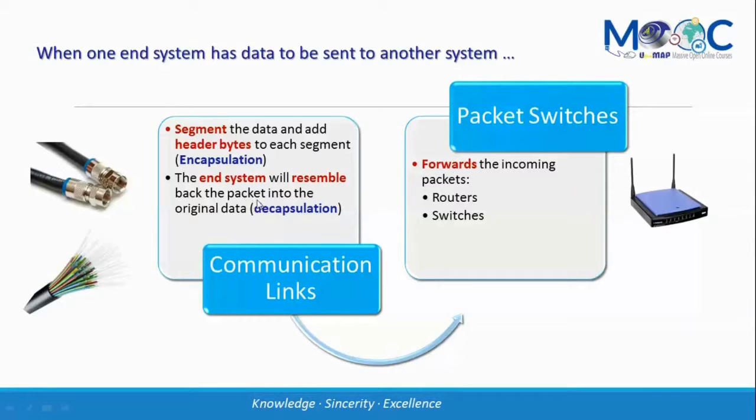When the data arrive at the destination, the end system will reassemble the packet back into the original data by removing the header information and combine the data into a whole big chunk. This process is known as decapsulation. The packet switches, on the other hand, will filter and forward the data packet to the destination address. Routers will choose the best forwarding path to forward the packets to the destination.